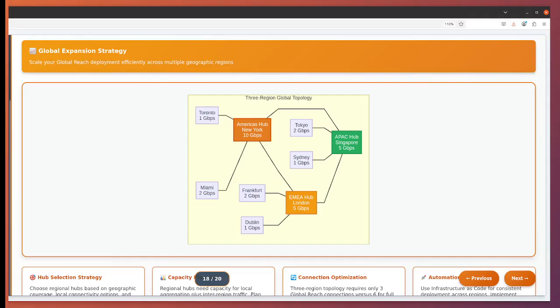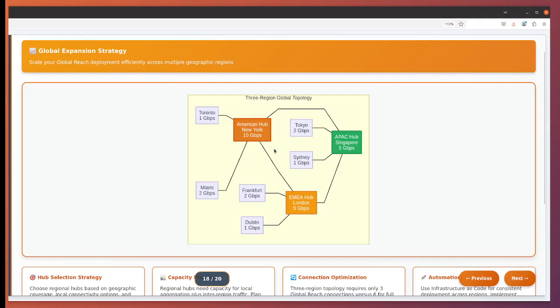The regional clustering approach scales efficiently. Each region has its designated hub, and inter-region traffic flows through hub-to-hub connections. This minimizes the total number of global reach connections needed. For a 3-region topology, you need only 3 global reach connections, between New York and London, London and Singapore, and back to New York, rather than 6 connections for full mesh connectivity.